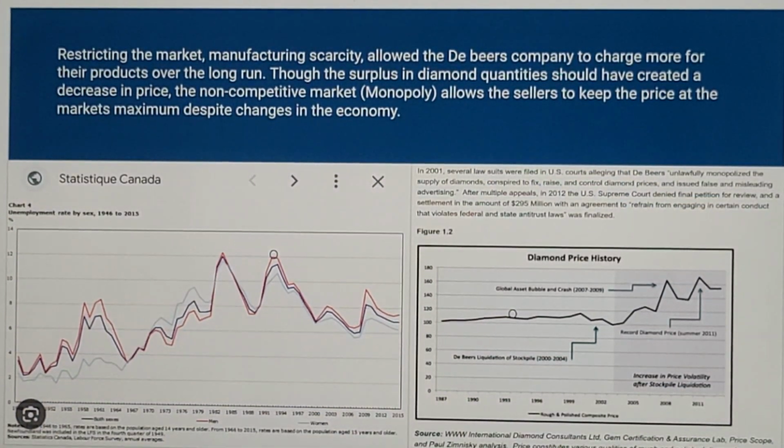Restricting the market, manufacturing scarcity, allowed the De Beers company to charge more for their products over the long run. Though the surplus in diamond quantity should have created a decrease in price, the non-competitive market, the monopoly, allowed the sellers to keep the price at the market's maximum despite the changes in the economy.